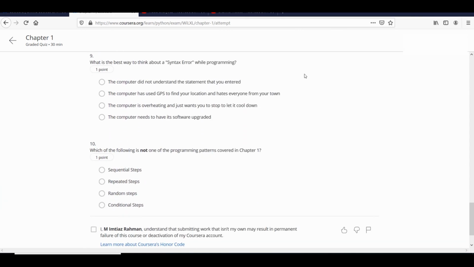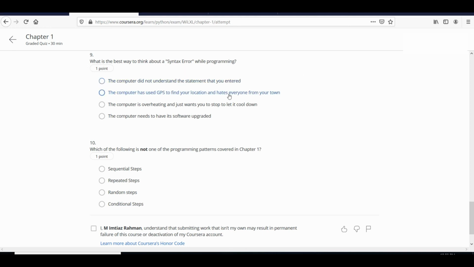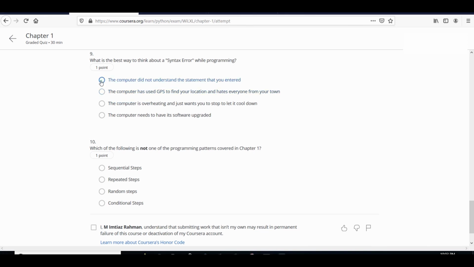Question 9. What is the best way to think about a syntax error while programming? You know what? For a second I thought my computer hates everyone in my town. But actually the answer is the computer did not understand the statement that you entered.